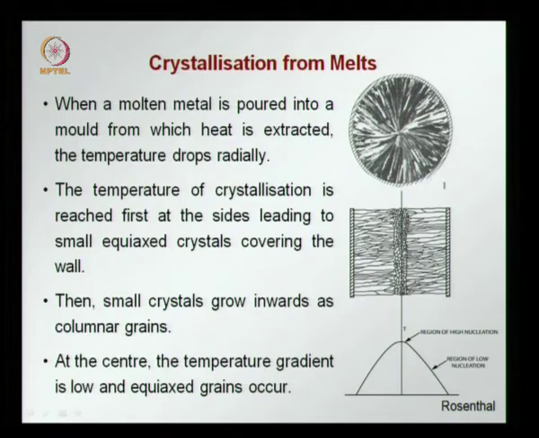Then these crystals grow inward, it is coolest on the outside, so they start there and the crystal grows inward in columnar grains. So, here you see in this section these long grains which form from the outside towards the center. At the center again there is no temperature gradient and we have equiaxed crystals forming. This would be how the temperature gradient looks like, how the temperature distribution looks like.